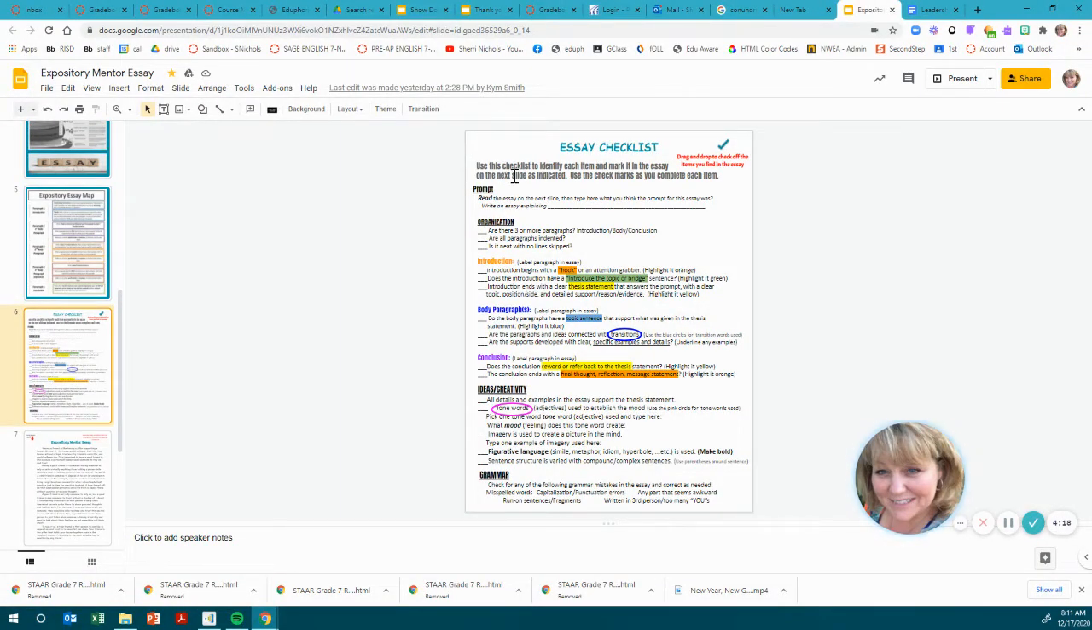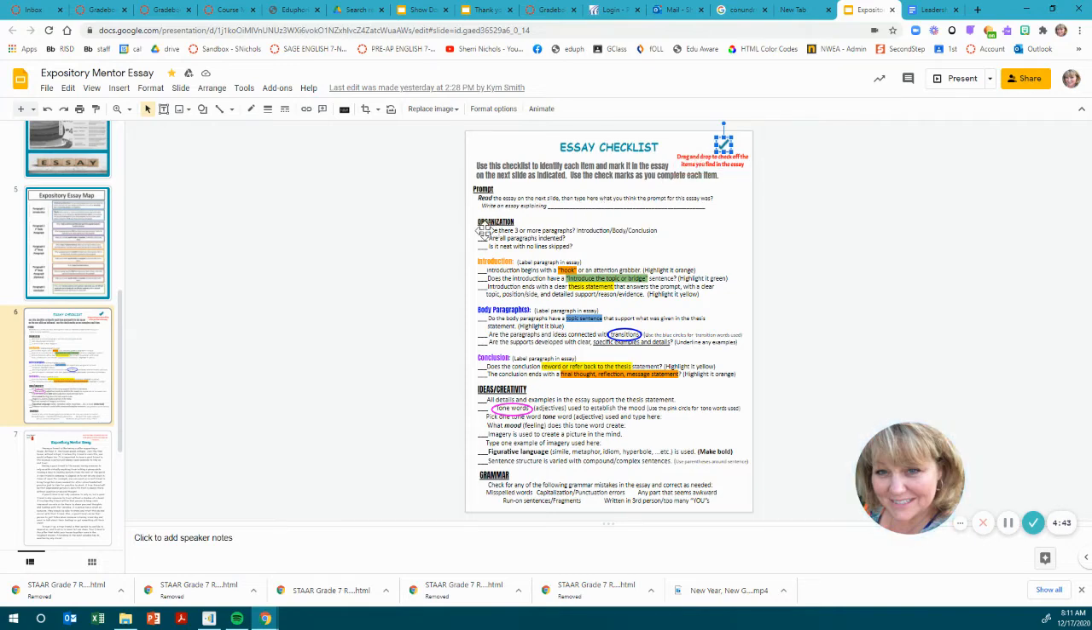We are going to actually look at a mentor essay, which is very well written, and we will use this checklist to identify each item and mark it in the essay on the next slide as indicated. Use the check marks as you complete each item. So if you say, read the essay on the next slide, then type here what you think the prompt was. So you'll read the essay and then type what you think the prompt is.